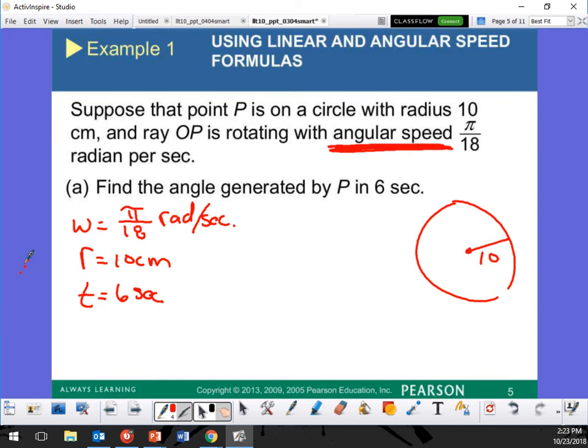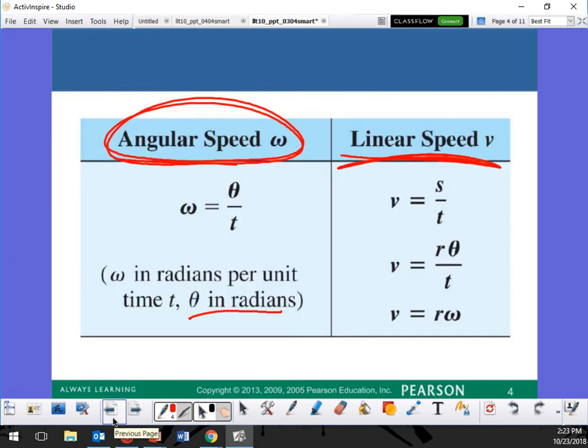Okay, so now find the angle. Find the angle, theta. It's either going to be this formula here or this one here. I'm going to use one of those two formulas to find the angle theta, because I need theta. These are the only two that have theta.